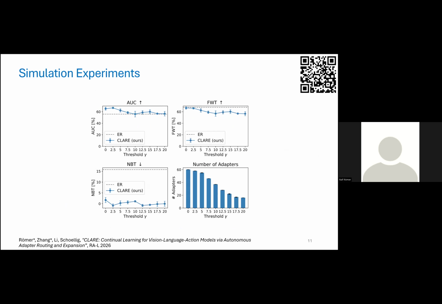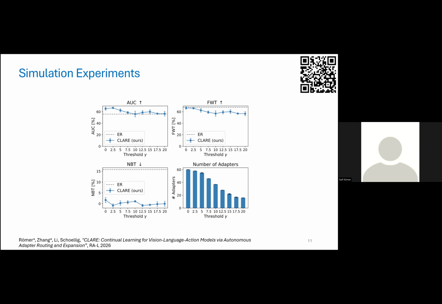Here we have some ablations. Basically, we vary the threshold for adding new adapters to the model. As I showed before, we have a line, and if all the losses are above this line, then we don't expand the model, and we can of course increase or decrease this threshold.